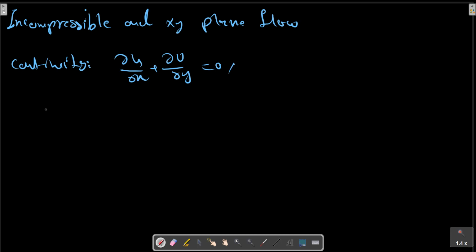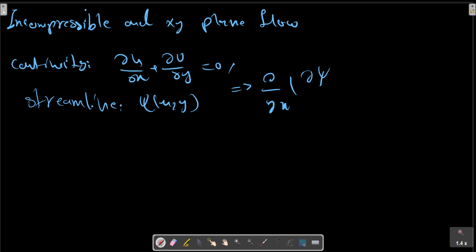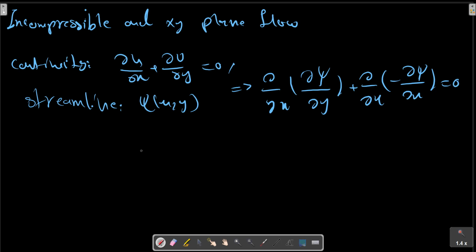So we have psi as a function of the streamline, which satisfies the continuity equation identically if we have this relation plus this relation equals 0. In comparison with the continuity equation, we can conclude that u equals the derivative of the stream function with respect to y, and v equals the negative derivative of the stream function with respect to x.